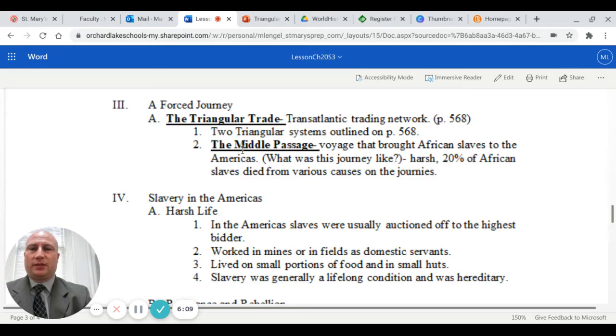And one of the passageways was called the Middle Passage. This was the voyage that brought African slaves to the Americas. This was a very harsh journey, and actually 20% of African slaves died from various causes on their passageway, the Middle Passage, or their journey to the Americas.